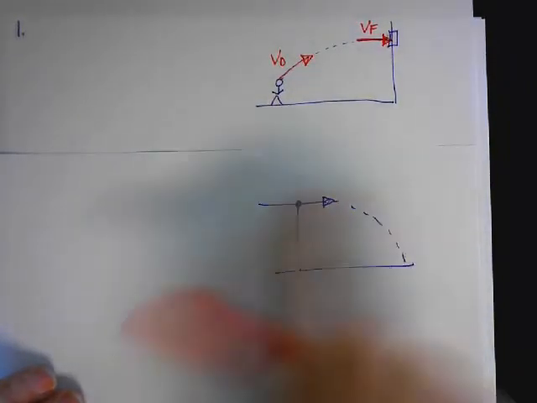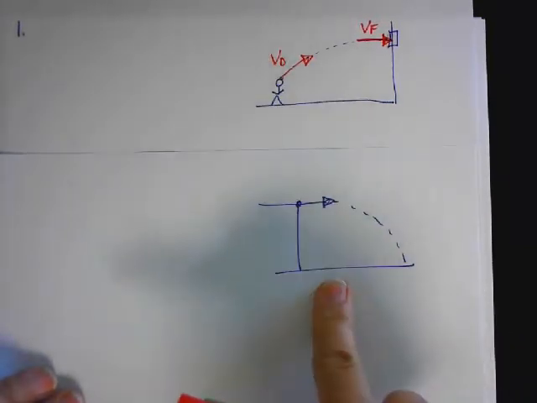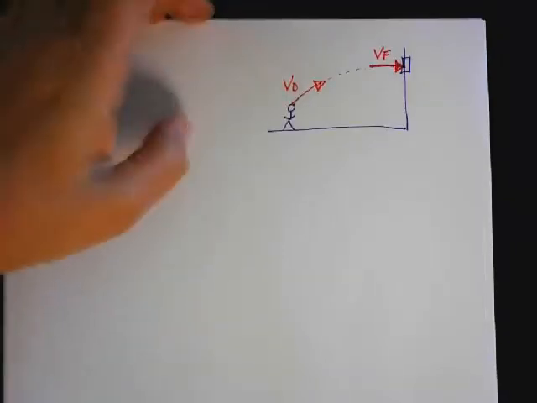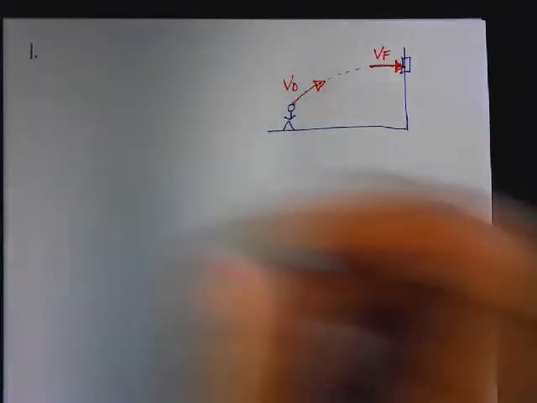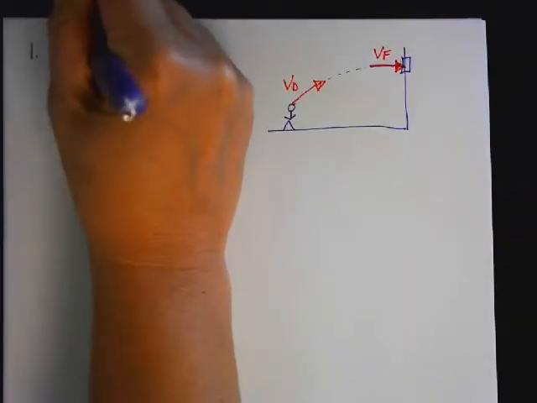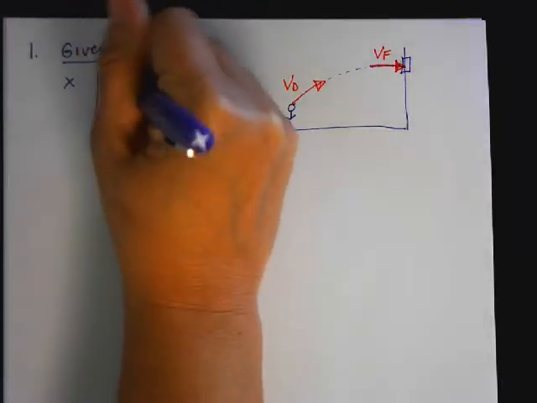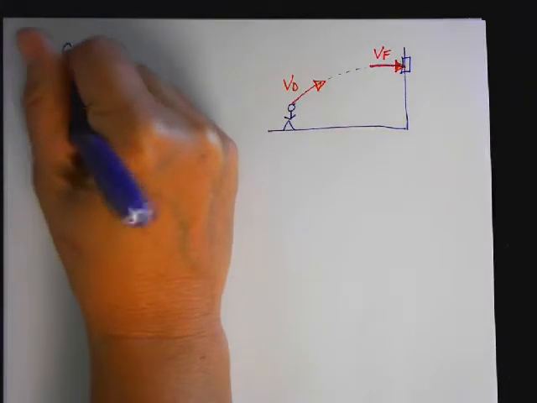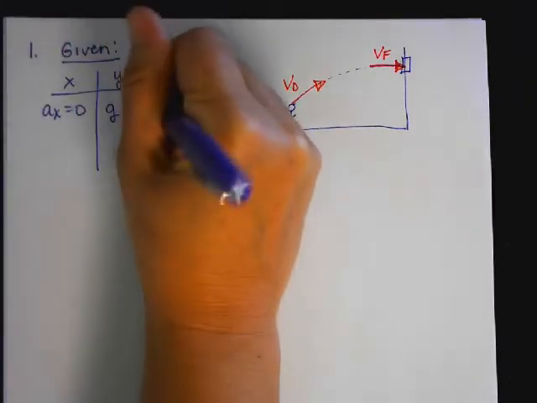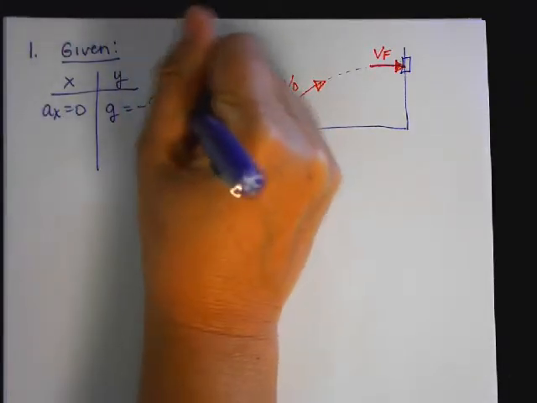So we did a bunch of these problems. So this is kind of like the same thing, but the opposite. Okay? But you need to draw your picture because you can't do this without the picture. So let's write our given. We have our x and our y. We're going to always write that ax is 0 and g is equal to negative 9.8 meters per second squared.